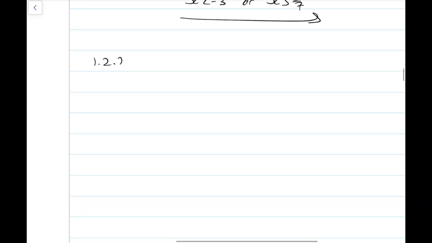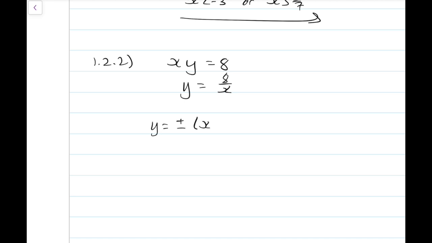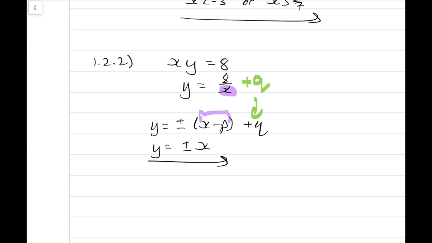xy is equal to 8, which means that y is equal to 8 over x. This is a hyperbola. And you know that your axis of symmetry for a hyperbola is y equals plus minus (x minus p) plus q, is normally the correct way of saying it. But it's basically this denominator goes there, and then this plus q, whatever it is, is supposed to go there. In this case, it's just y is equal to plus or minus x, because we don't have a p value, nor do we have a q value. And that's it. y is equal to plus minus x. Fantastic.